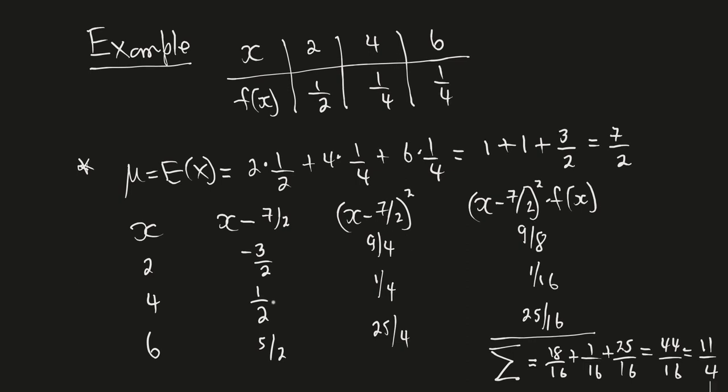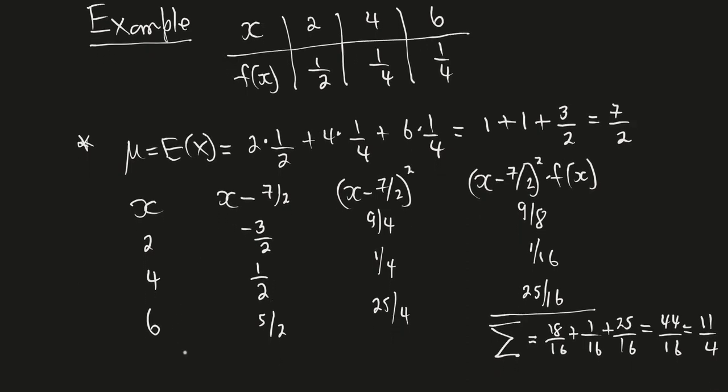So let's write that down. Therefore, the variance of this random variable is 11/4. And if we wanted to be complete, we could say the standard deviation is the square root of this, and the square root of 11/4 is root 11 over 2.